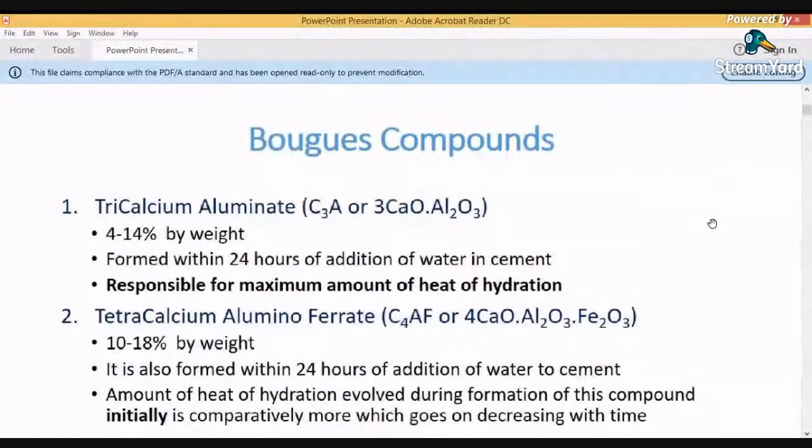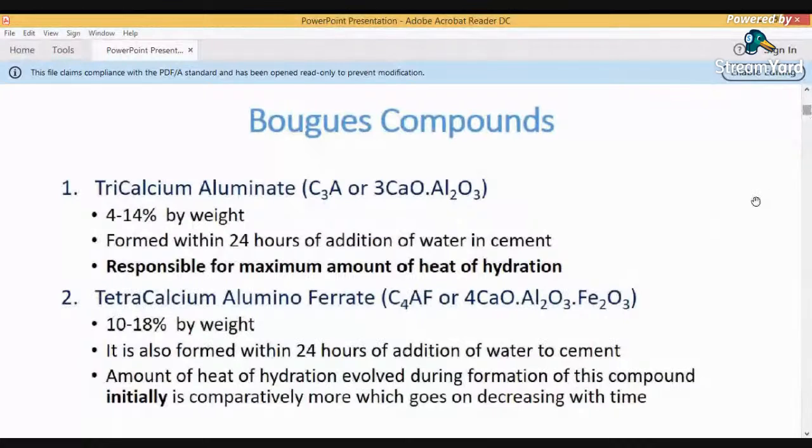That is responsible for maximum heat of hydration. Then we discuss tetracalcium aluminoferrate. Generally it is present at 10 to 18% of the total weight of the cement, and it is formed within 24 hours of addition of water. The amount of heat of hydration evolved during the formation of this compound is initially comparatively more.